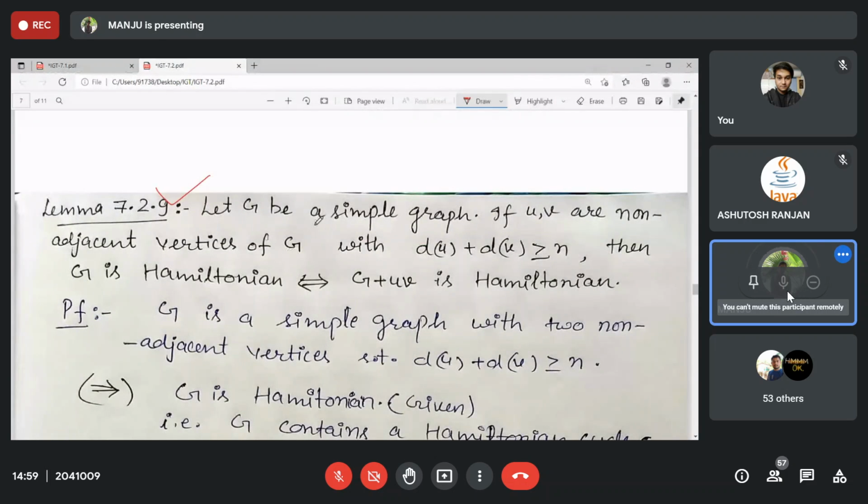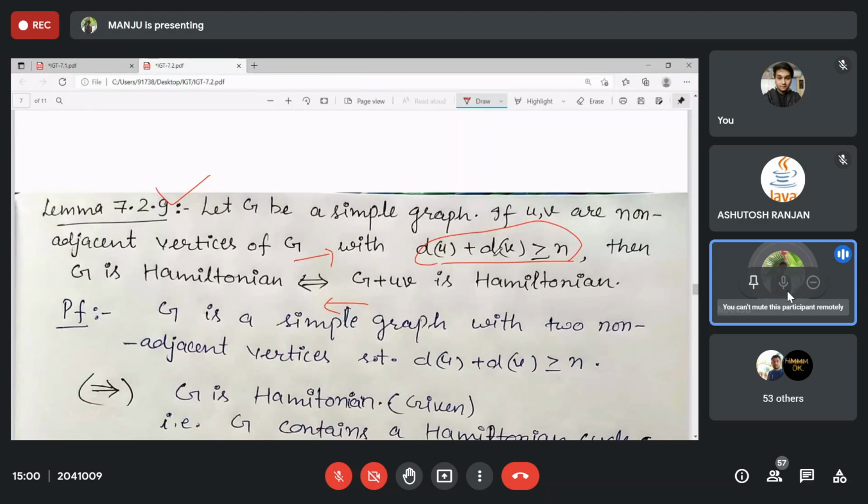The same thing we are proving in this next question. G is a simple graph, and U and V are non-adjacent vertices, with the condition that degree of U plus degree of V is at least n. This condition we need only for one direction. The other direction is the converse. For the direct way, if G is Hamiltonian, there exists some Hamiltonian cycle that will also be present in G plus UV. The same cycle will work. But for the reverse case, as we have discussed above, we need this condition.